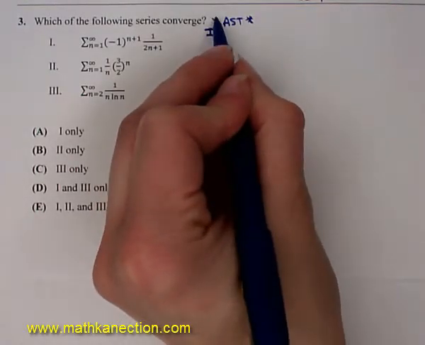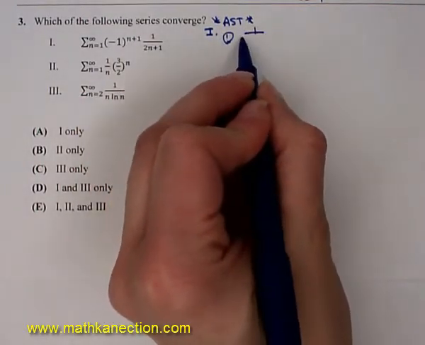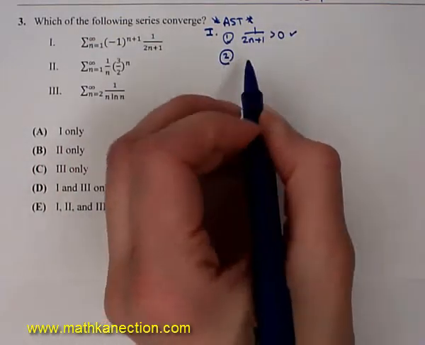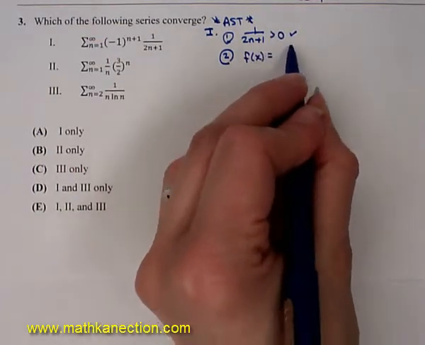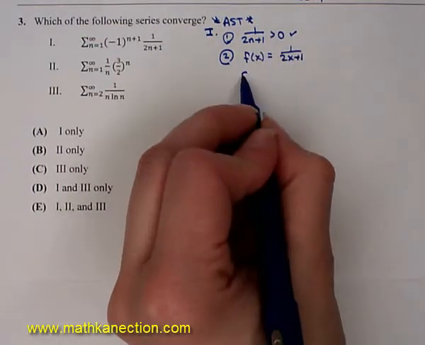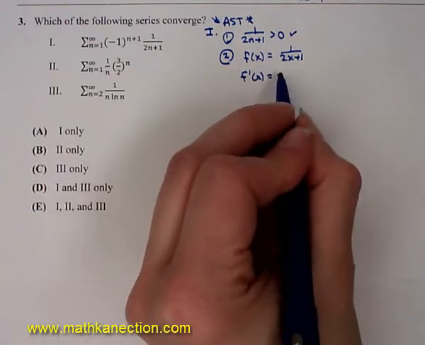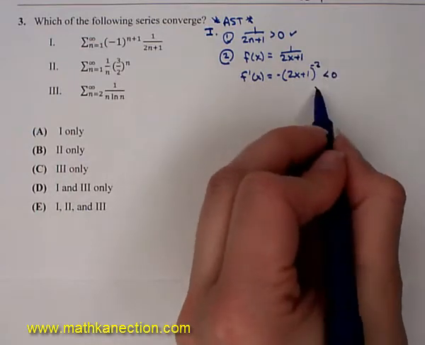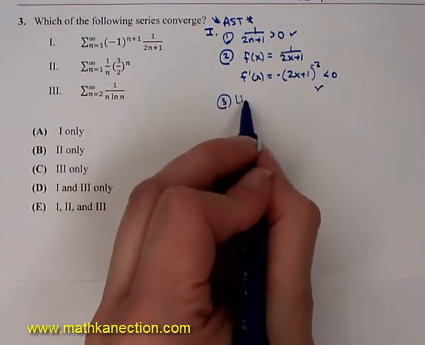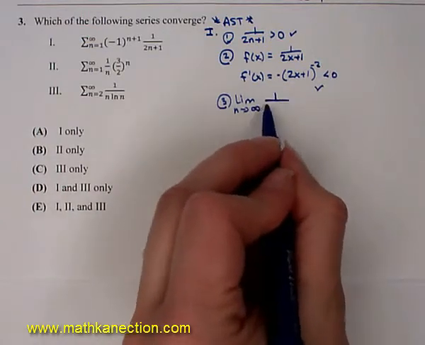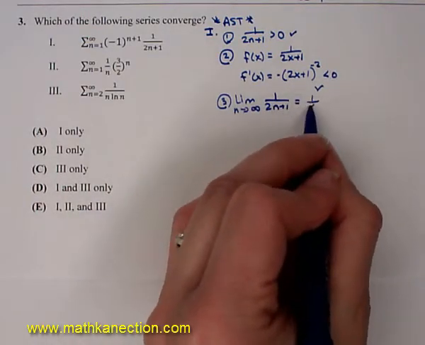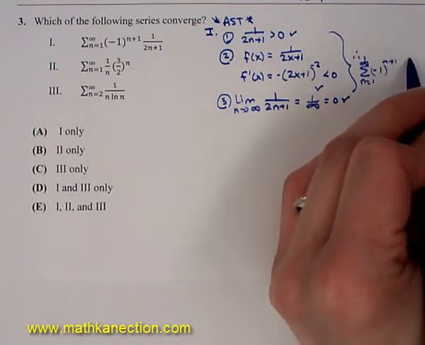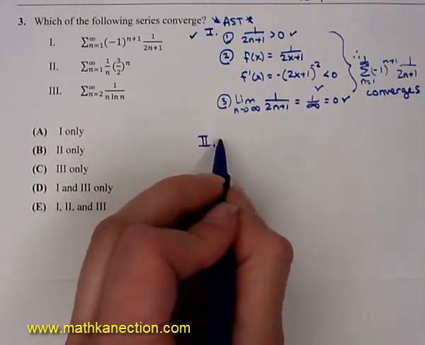To test convergence on the first one, we'll do the alternating series test. So first checking that 1 over 2 plus n is greater than 0 for n between 1 and infinity. And then letting f of x equal to 1 over 2x plus 1, taking the derivative, we get negative 1 times 2x plus 1 to the negative 2. And that will be less than 0 for the values of x between 1 and infinity, so that checks. And then looking at the limit as n approaches infinity of the u sub n term, which is 1 over infinity, is equal to 0. That also checks out. Therefore, the series for number 1 converges.